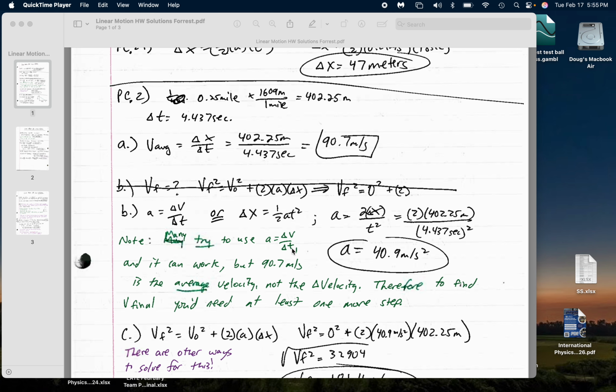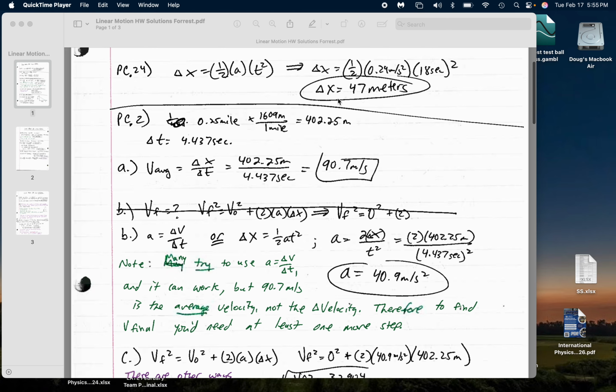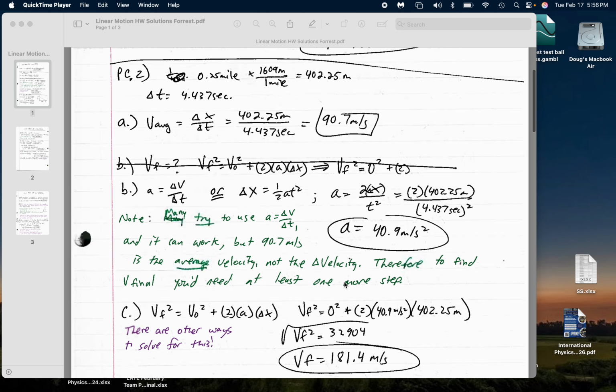You could use Formula 2 to figure out that final velocity, but again, for most people, what they would probably do is use this again and rearrange it to solve for acceleration, because many times the variable we're solving for is not just all by itself on the left side, so you have to rearrange it. So rearranging that, I got around 40.9 meters per second squared.